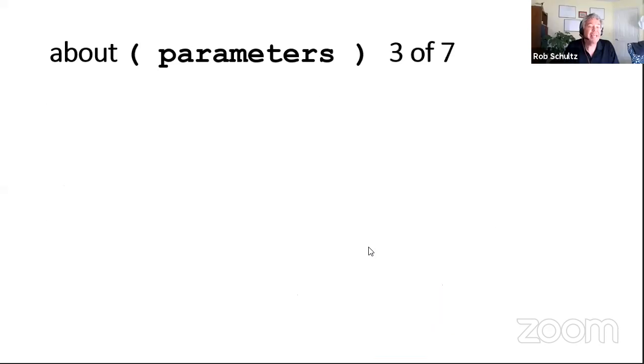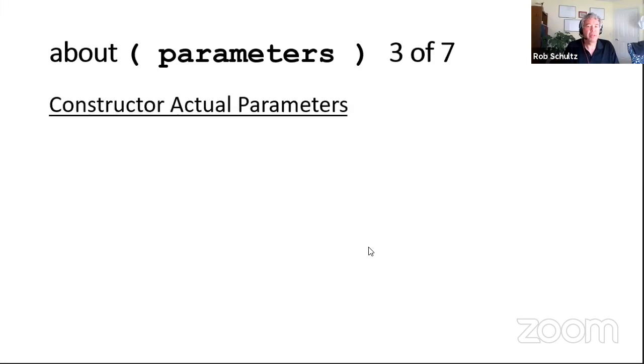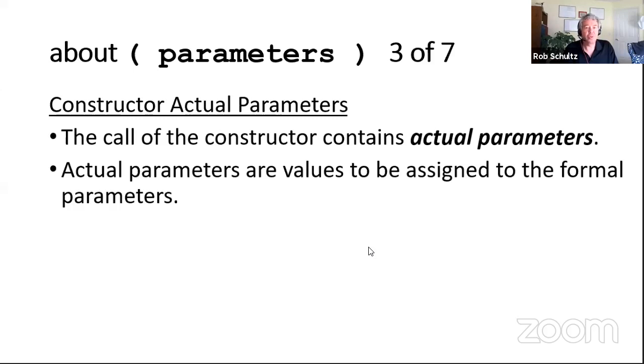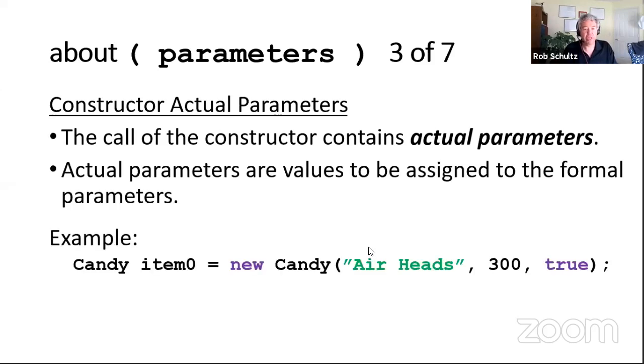Okay, so if we think of the candy class as the server, then what's the name of the class that goes with this one? The candy tester? It could be. Okay, I think I called it candy jar, but yeah. Candy jar. There we go. Okay, so the candy jar that we're going to look at in a second is the client. And in the client, when we call the constructor, that's where we put the actual parameters. So the call of the constructor would go in our candy jar. Okay, so the example would be in the candy jar class.